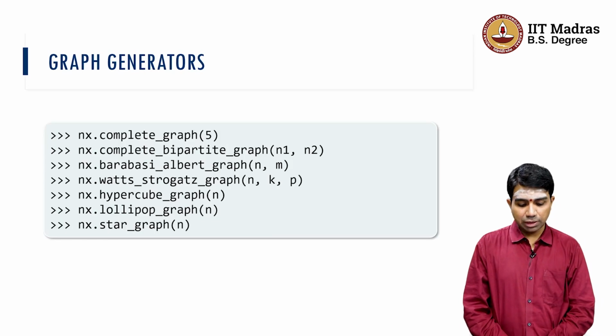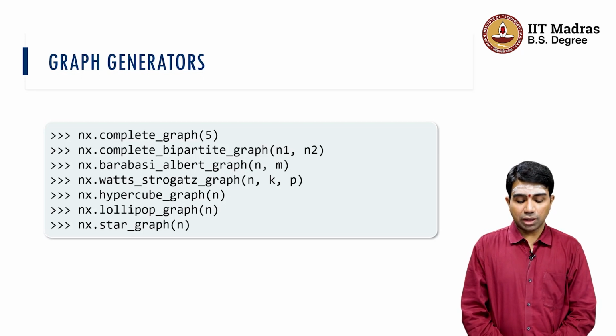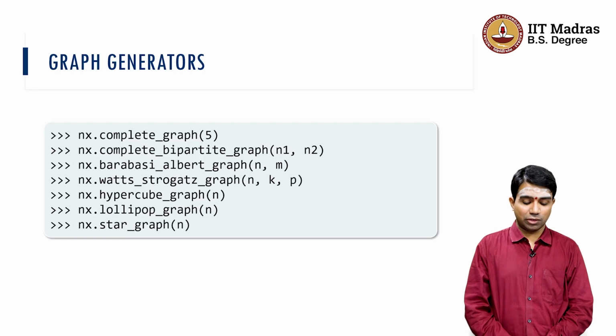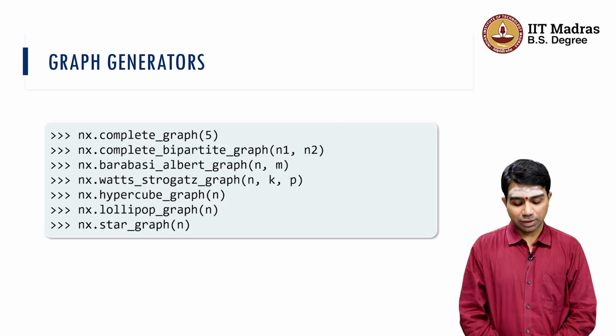And here are some simple graph generators. You look at a complete graph, a complete bipartite graph, a Barabasi-Albert graph, a Watts-Strogatz graph, a hypercube graph, and so on and so forth. You have all these kinds of interesting graphs that you can readily generate using NetworkX.